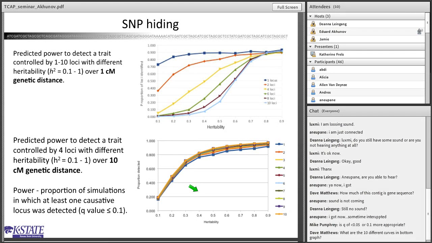So there are 2 questions, and Mike is asking if 0.05 or 0.1 are more appropriate. So Q value, it's a false discovery rate, which is telling us what is the proportion of false leads among statistically significant features. So in other words, if I perform association mapping and then I find 10 significant associations with the Q value 0.1, it means that 1 out of 10 can be wrong.